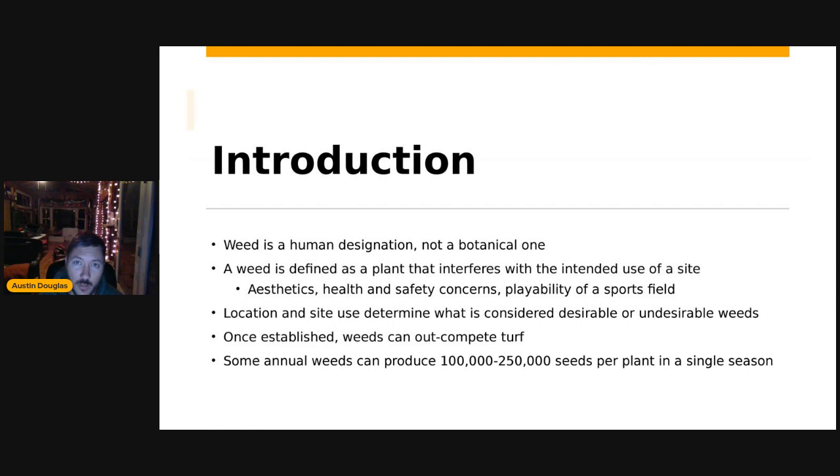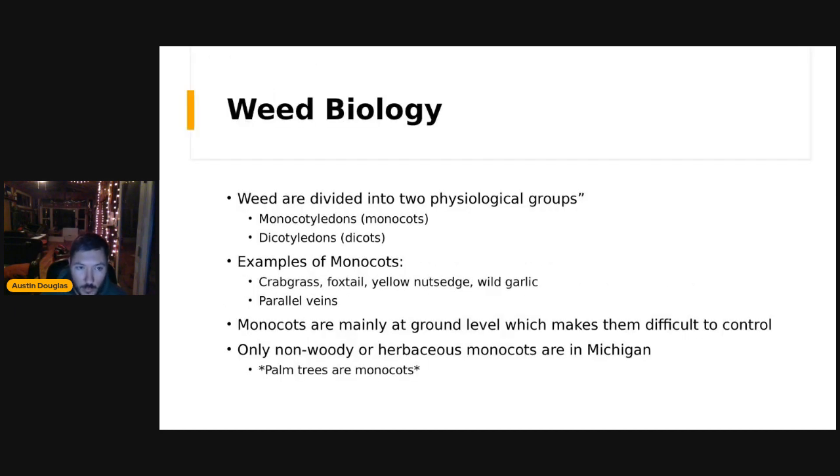Once established, most weeds can outcompete turf. And so our goal as turfgrass applicators is to have healthy stands of turf and not allow these weeds to take over. And just for the record, some annual weeds can produce 100,000 to 250,000 seeds in a single season. That is immense. So you can see how quickly they can outcompete. Grass does not produce seeds like that, but certain weeds definitely do.